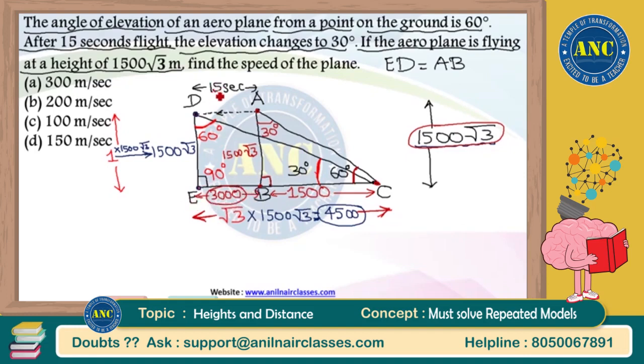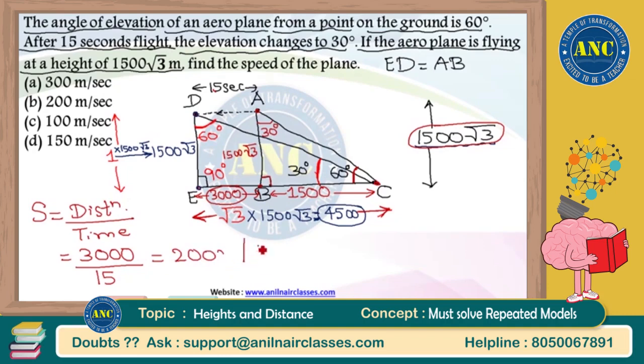Time taken from A to D or from E to B or from B to E is 15 seconds. Speed is what they are asking. Speed is nothing but distance by time. Distance taken to travel from A to D, distance travelled is 3000 meters. Time is 15 seconds. 3000 by 15 is 200 meters per second.